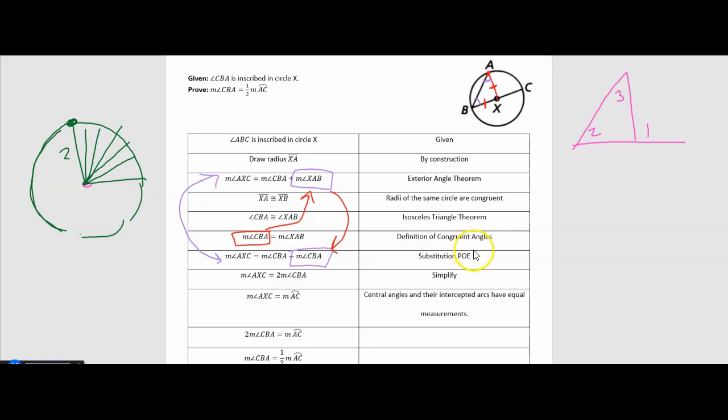There is no special name for this. We're just going to write it out. Let's look at the next one. It says 2 times the measurement of angle CBA is equal to the measurement of arc AC.